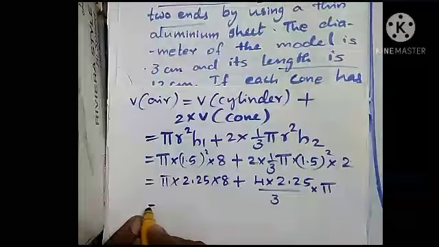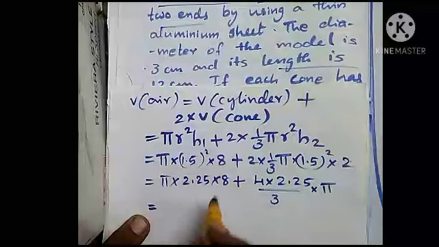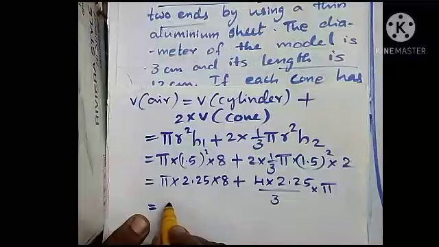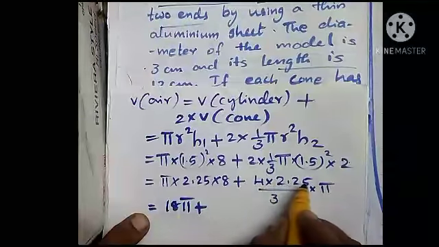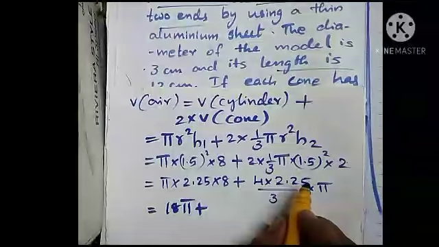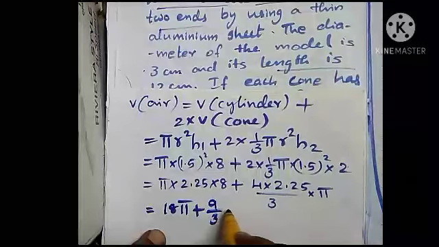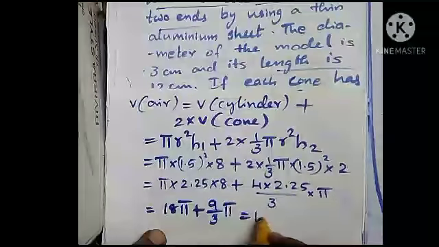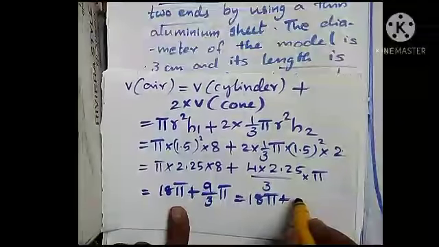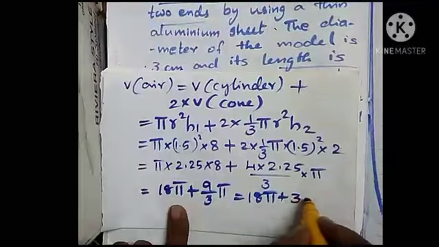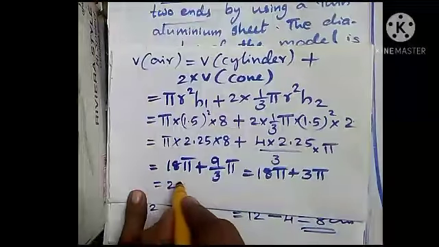Now we can simplify again. 8 into 2.25, what is that? It is same as 18 pi plus. Here you can see that 4 into 2.25, what is 4 into 2.25? It is 9 by 3 pi. That is equal to 18 pi plus 9 by 3 means 3. Okay, so we can write 3 pi. 18 pi plus 3 pi means it is 21 pi.